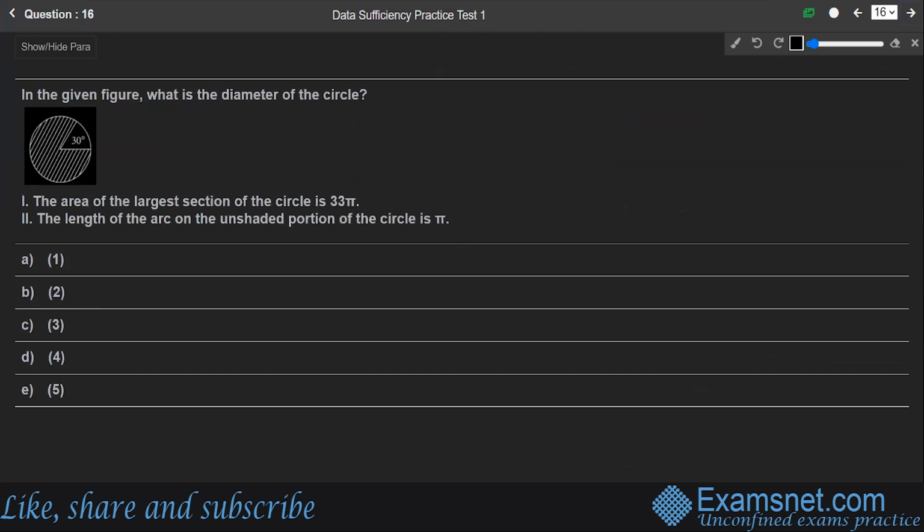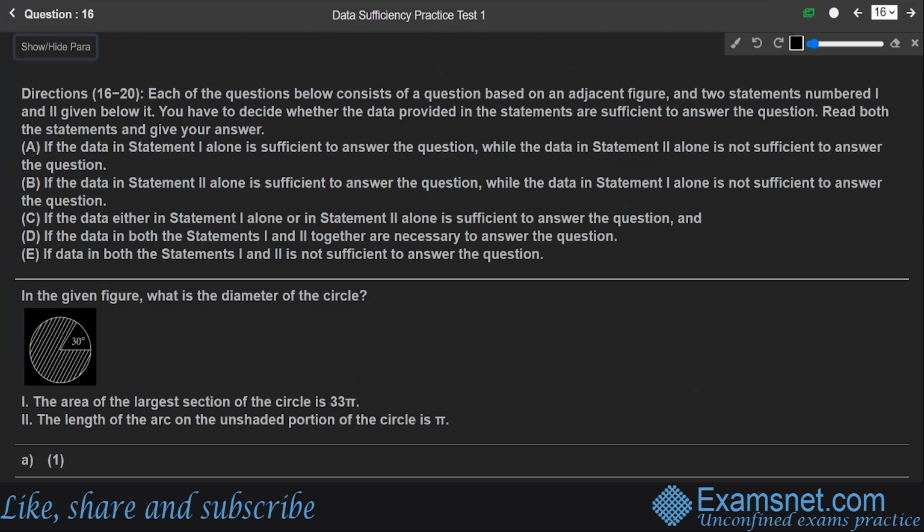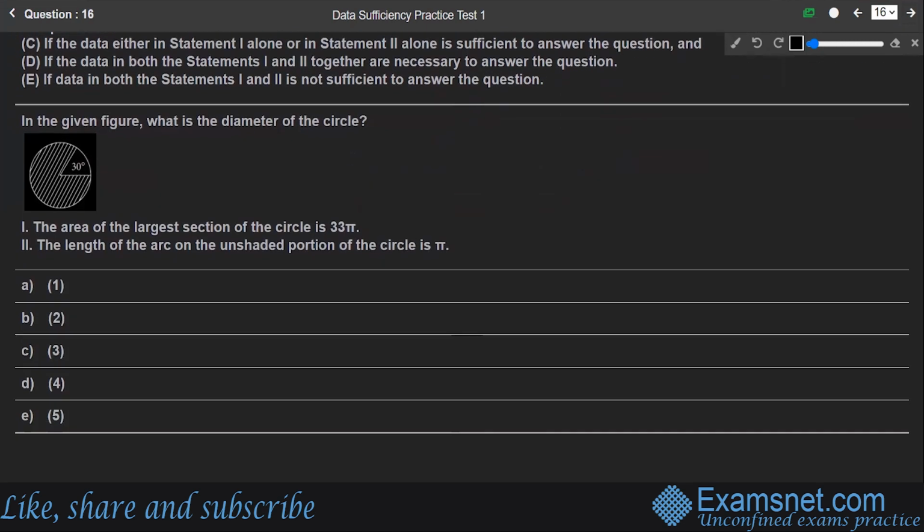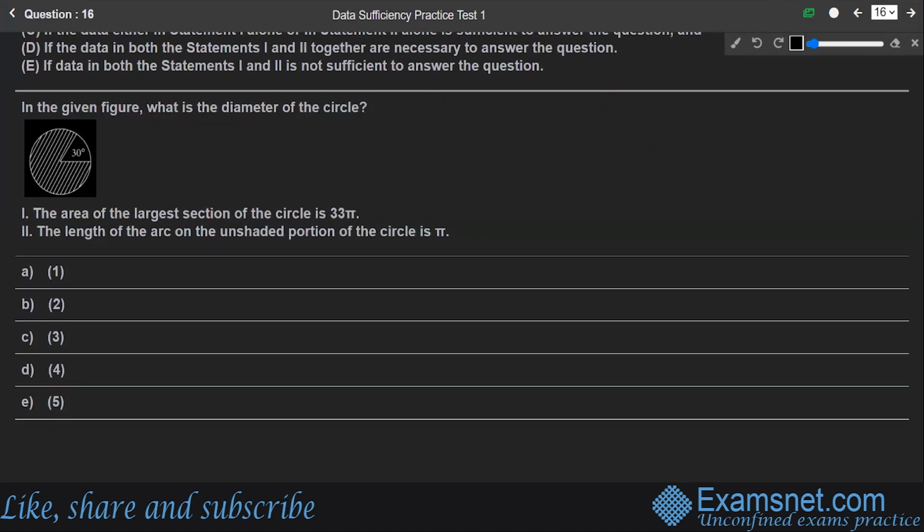Now, there is a graph given, and clearly we need to see the instruction. We'll check statement 1 alone, statement second alone, and combining information, then we'll be able to answer the question. What says the graph? There's a picture drawn, and we can see that there is a circle created and a sector that has been shaded by lines, and the angle is 30 degree. The question asked is, in the given figure, what is the diameter of the circle? So we are supposed to answer what is the diameter of the circle.